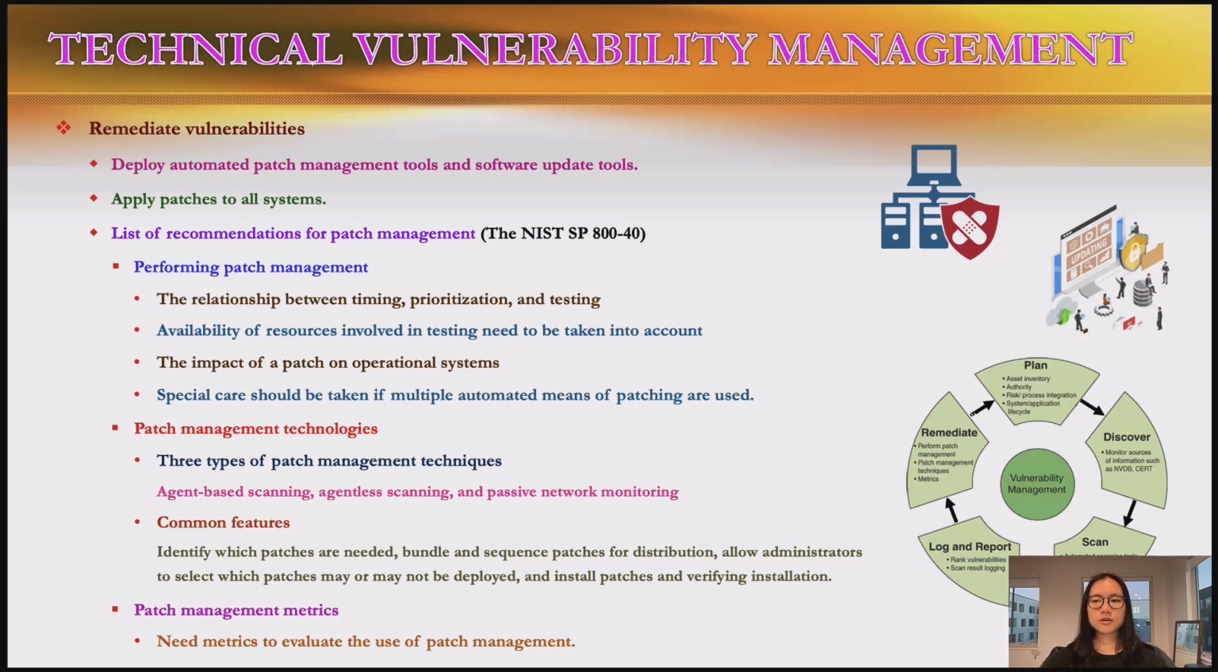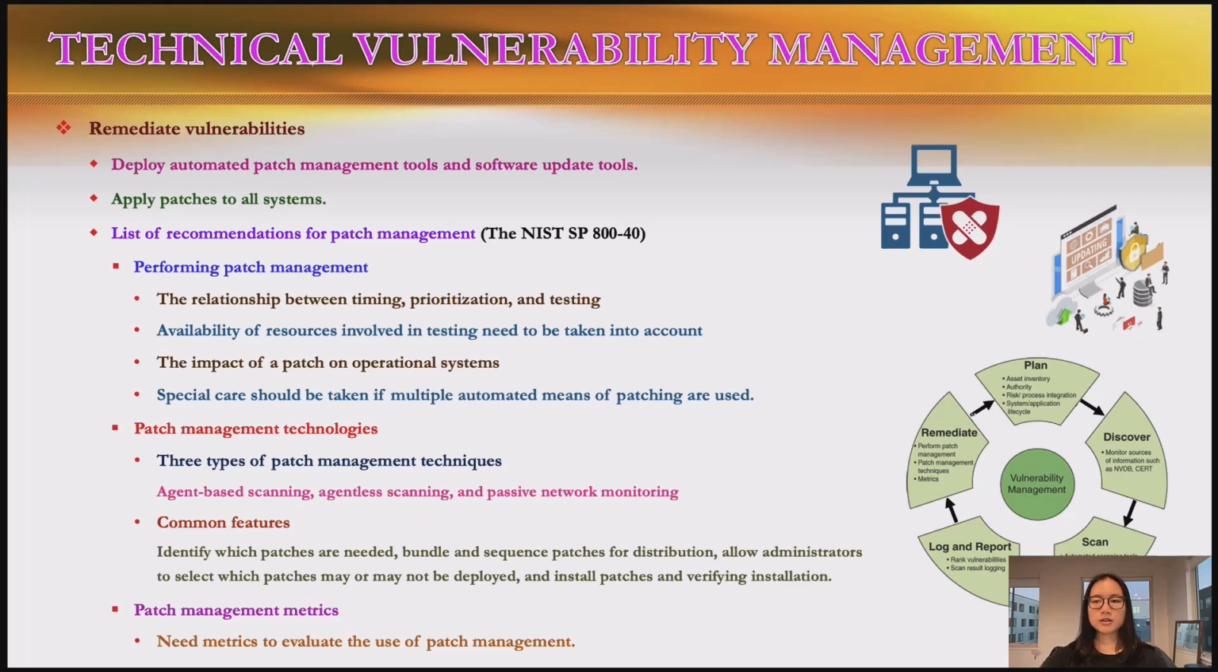There are a number of issues to consider related to performing patch management. One is the relationship among timing, prioritization, and testing. Ideally, every discovered vulnerability should be patched as soon as discovered. However, because resources are limited, organizations need to prioritize patching. Further, there is a risk installing a patch throughout an enterprise without testing it. Accordingly, the resources involved in testing need to be taken into account.